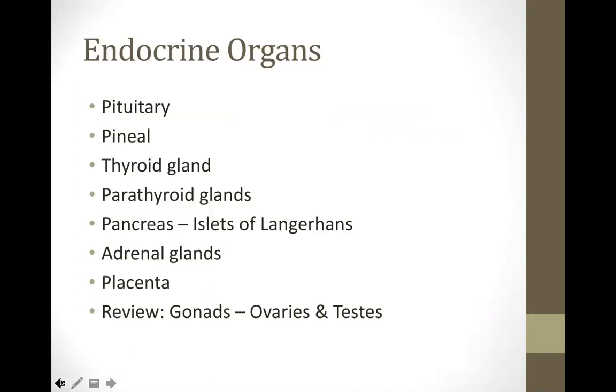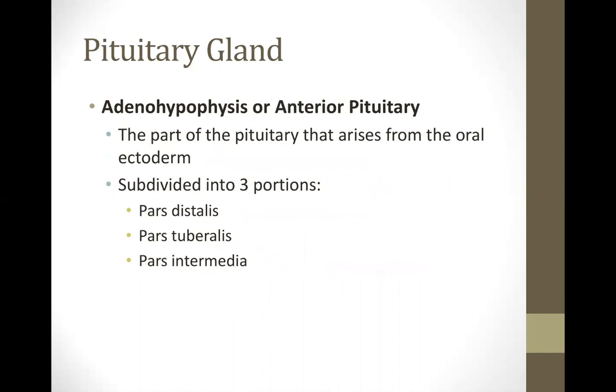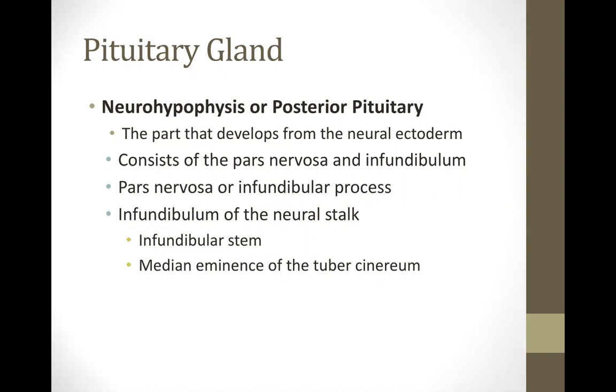Now, as I mentioned, the neurohypophysis is also known as the posterior pituitary gland. This is the part that develops from the neural ectoderm, and it consists of the pars nervosa and infundibulum. The infundibulum or neural stalk is actually an infundibular stem that is found specifically at the median eminence of the tuber cinereum. So, mamaya discuss natin. For the anterior pituitary gland, it is also known as the adenohypophysis, and this is the part of the pituitary that arises from the oral ectoderm. If adenohypophysis is from the oral ectoderm, the neurohypophysis is from the neural ectoderm. Take note of that.